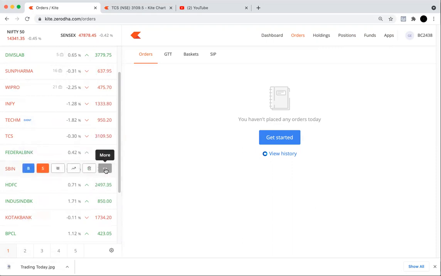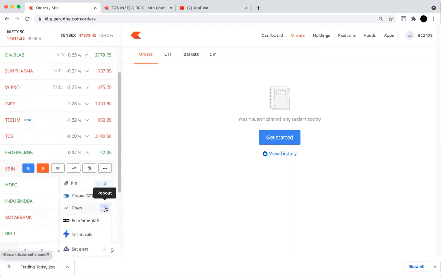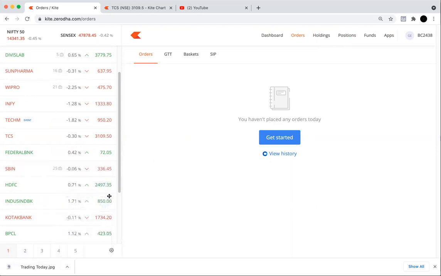SBI. All right, click there. And I'm going to open the full chart. This right here on the left will open up the chart on this right side, but I want the full chart, or the chart for the full page. If you click here, it will open up the chart for the full page.